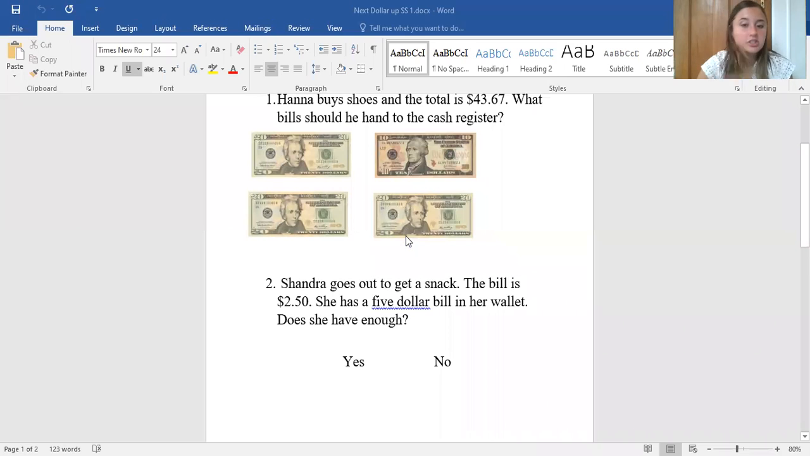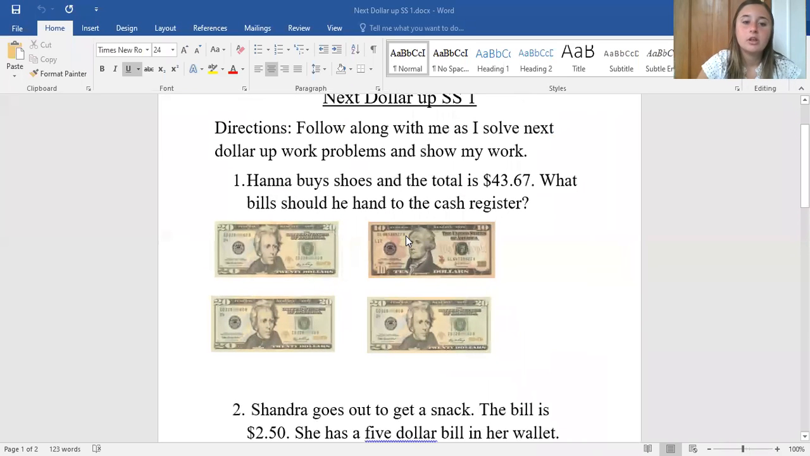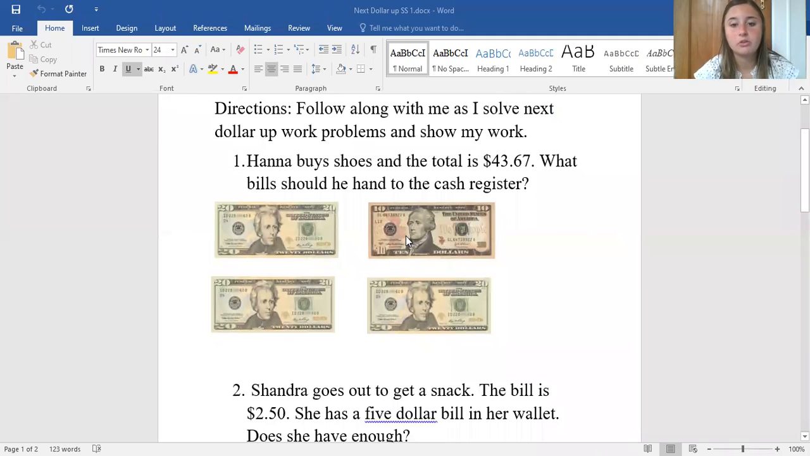So our first question, I'm going to zoom in so you only see the one. First question says, Hannah buys shoes and the total is $43.67. What bills should he hand to the cashier? That's a typo, but here we go.